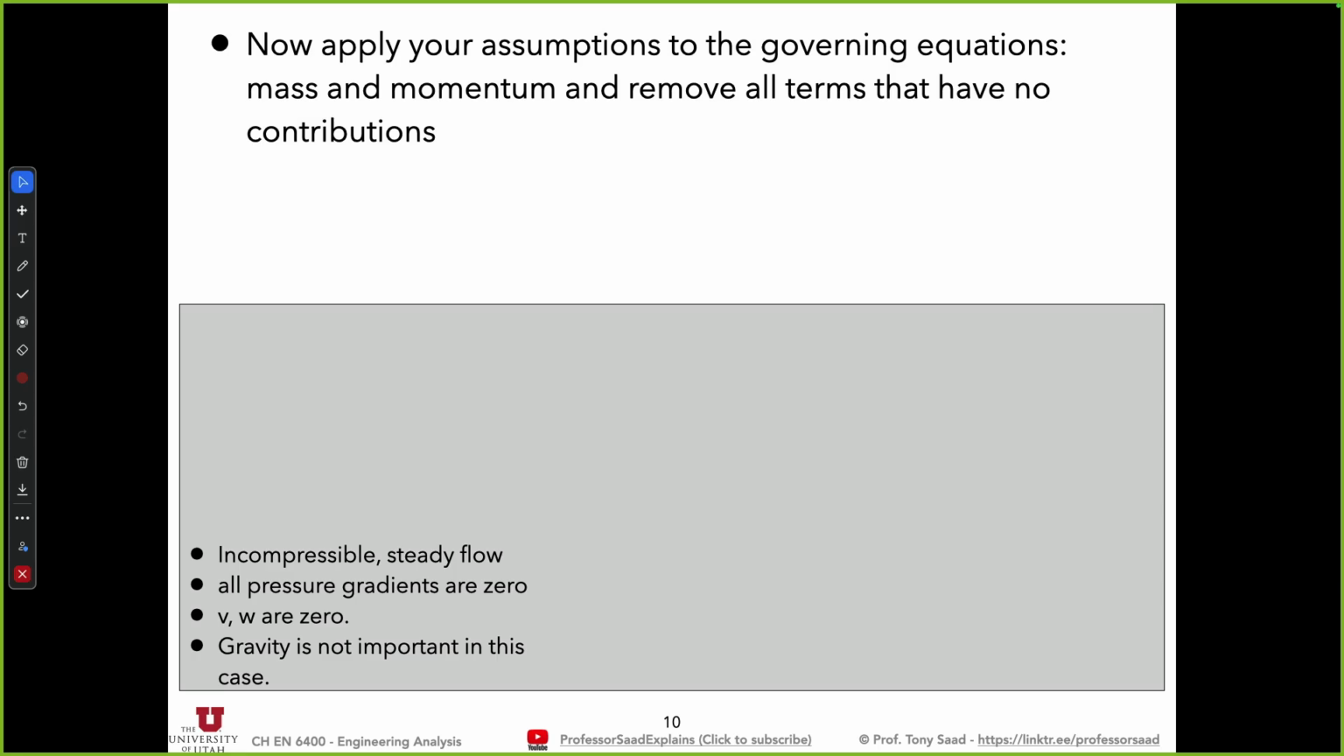Now we're getting to the core of the solution process. What we're going to do is take the full equations, and use our assumptions to simplify terms in the equations.